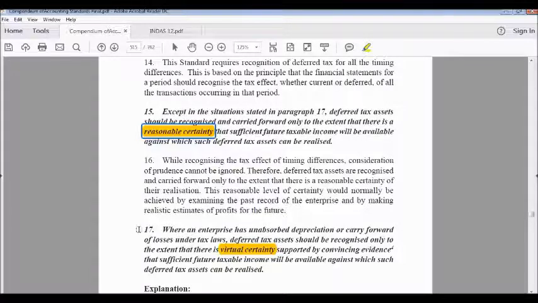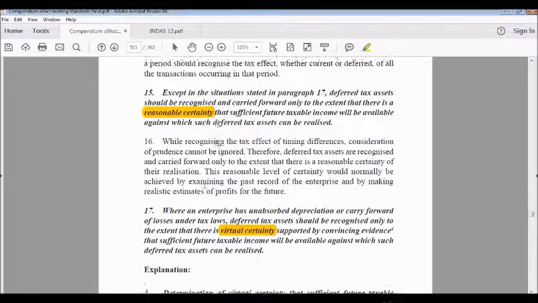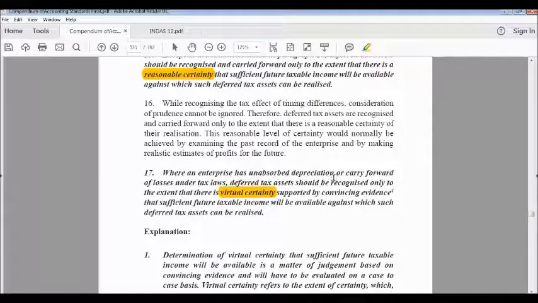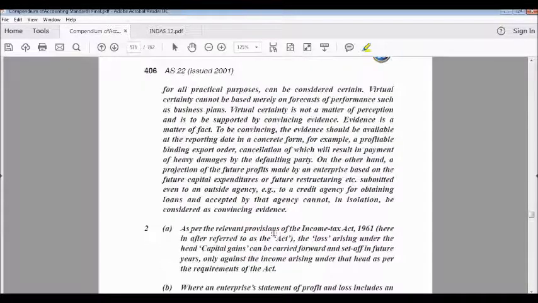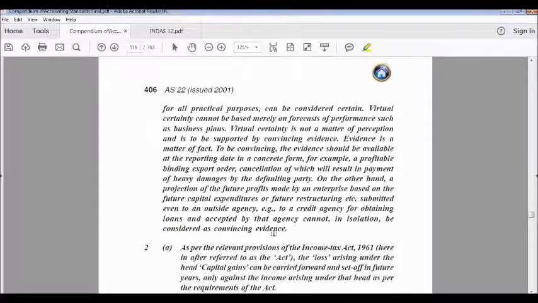And when you have the carry forward of losses, then there is another paragraph, paragraph number 17, which says, where an entity has unabsorbed depreciation or carry forward of losses under tax laws, deferred tax assets should be recognized only to the extent that there is a virtual certainty supported by convincing evidence that sufficient future taxable income will be available against which such deferred tax asset can be realized. And then you have the explanation of virtual certainty.